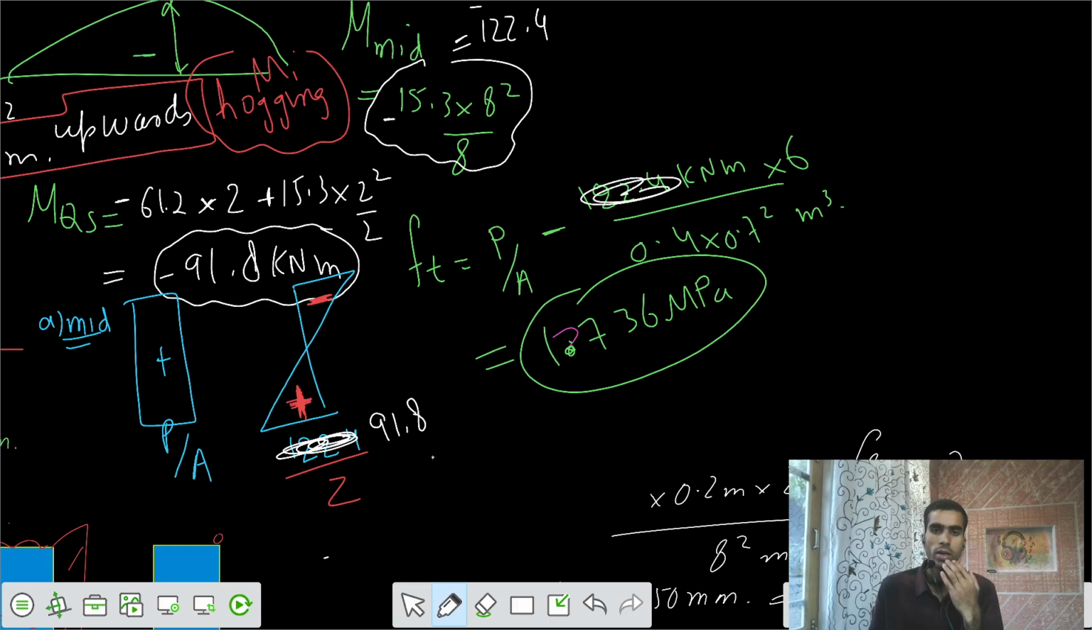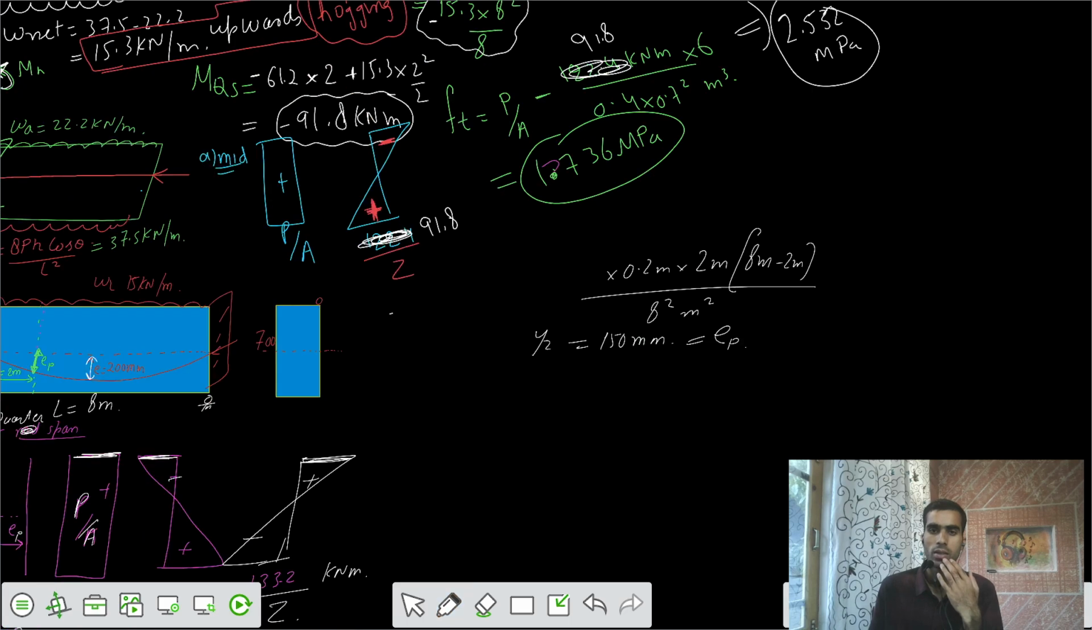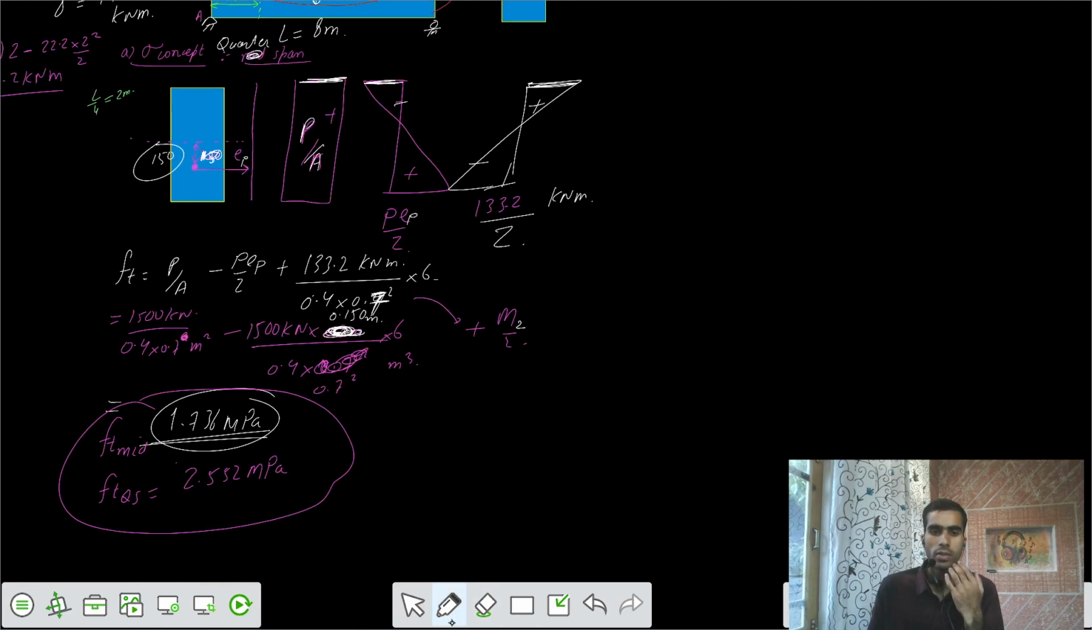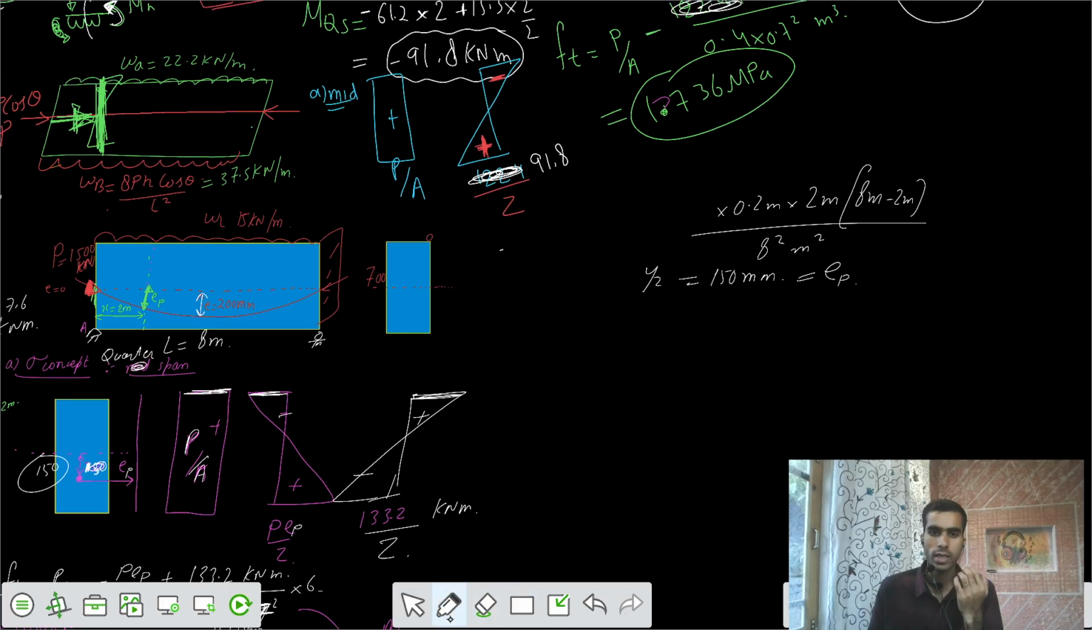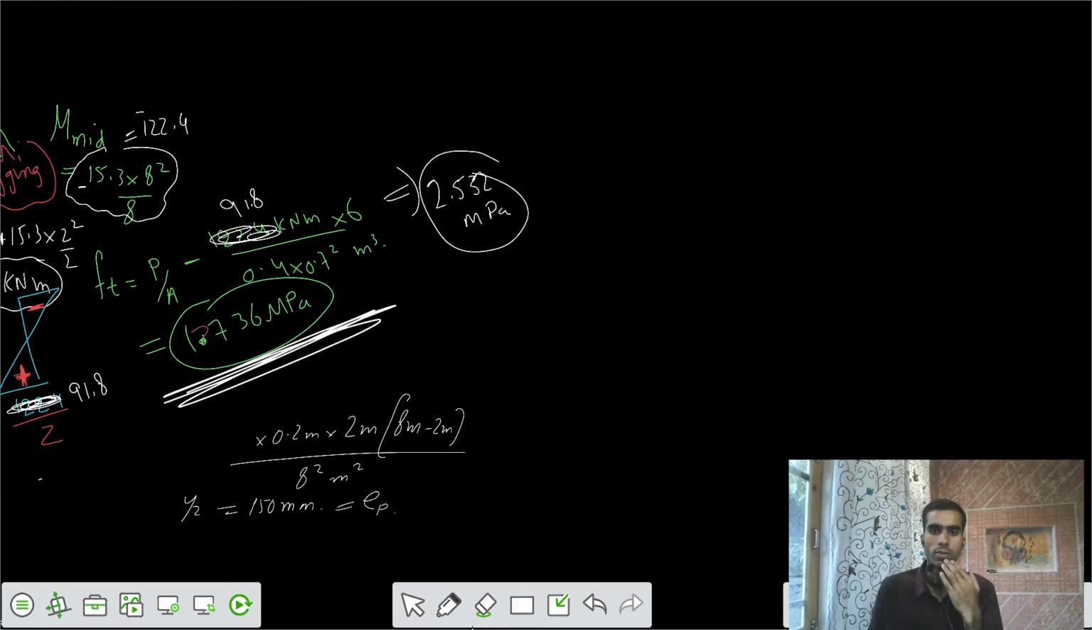So 91.8, we have to solve it for 91.8. So your stresses would be equal to finally that value, 2.552 megapascals. Now we need to compare these two values with the previous method, stress method. So I would say stresses at the mid span was 1.736. In this case also stresses at the mid span is 1.736, and stresses at the quarter span was 2.552. Here we have also 2.552.